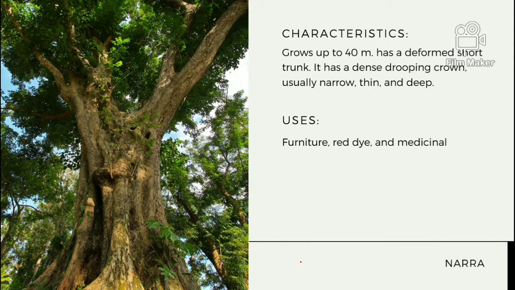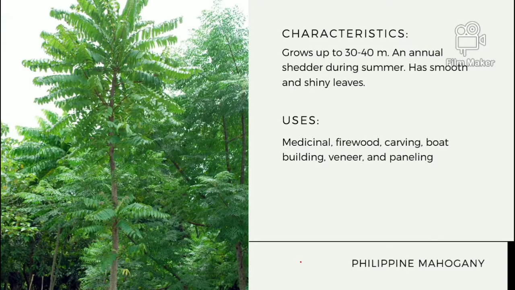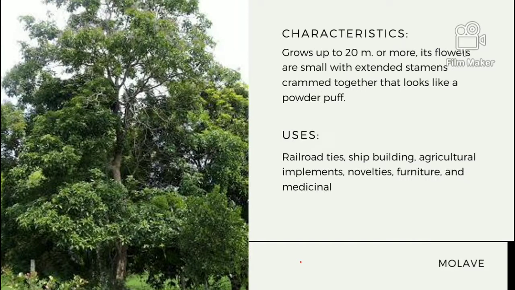Narra grows up to 40 meters. It has a dense drooping crown and is usually narrow and thin and deep. The uses are for furniture, red dye, and it's also medicinal. Philippine mahogany grows up to 30 to 40 meters. An annual shedder during summer, it has smooth and shiny leaves. The uses are medicinal, firewood, carving, boat building, veneer, and paneling.